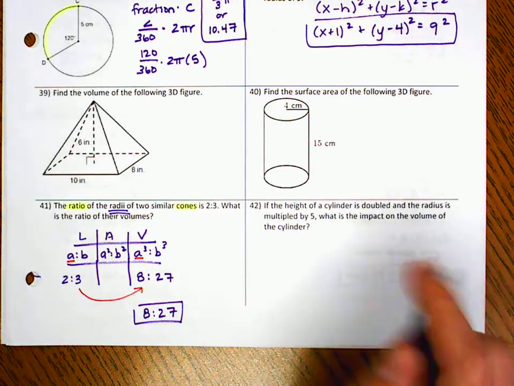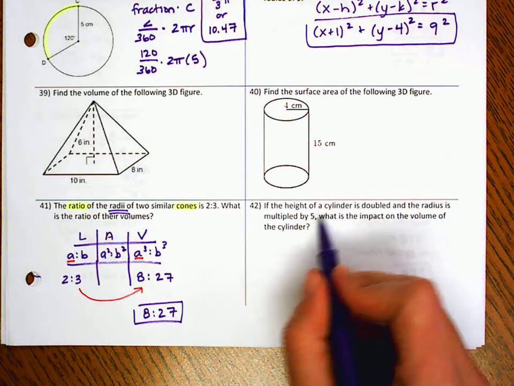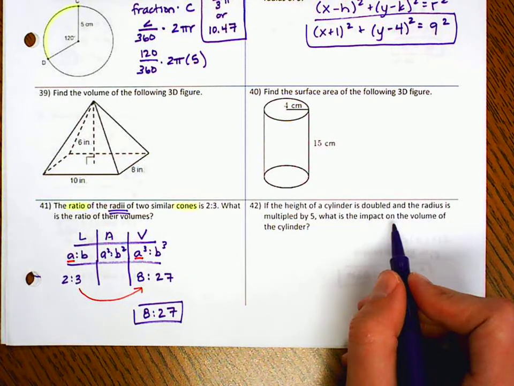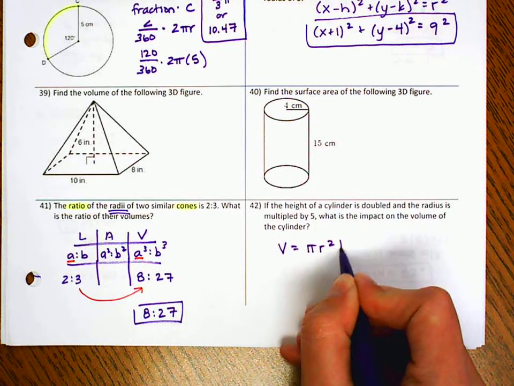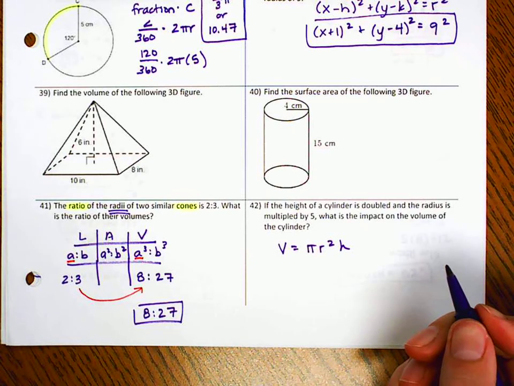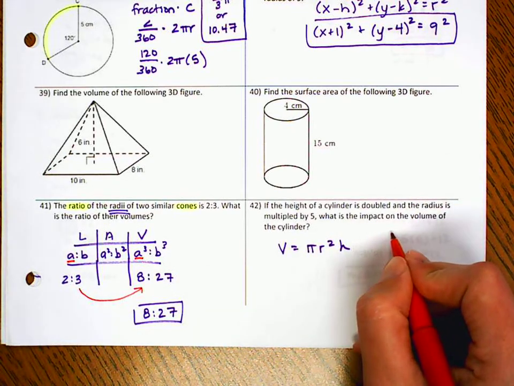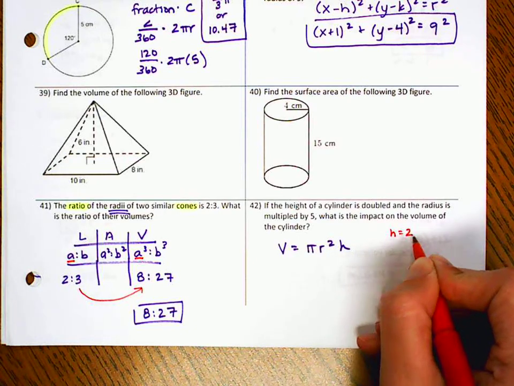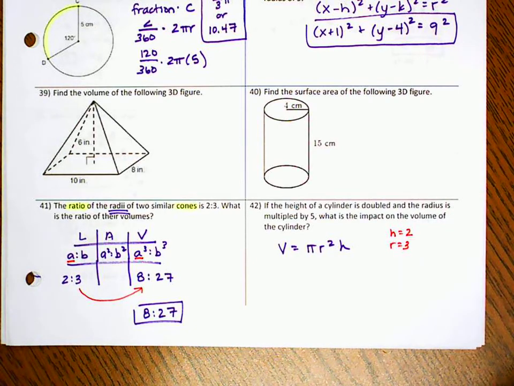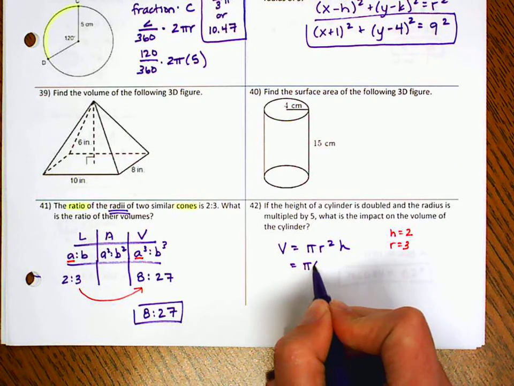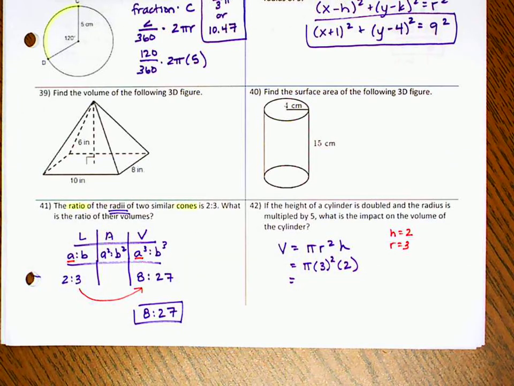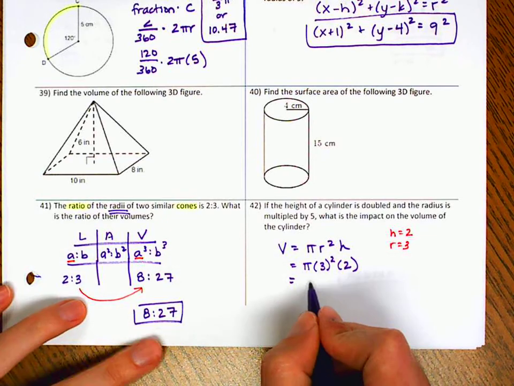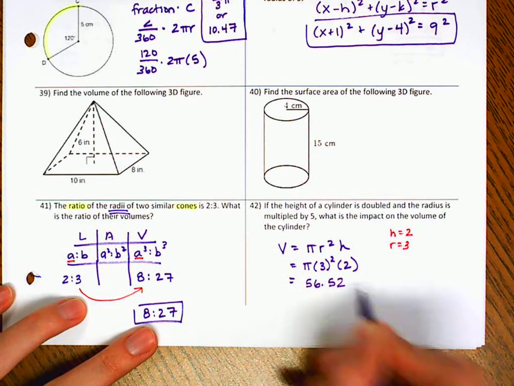Last one. The height of a cylinder is doubled. The radius is multiplied by 5. What is the impact on the volume of the cylinder? So the volume of a cylinder is pi r squared h. There's two ways you can do this. One option would be to pick randomly that the height of the cylinder is going to be 2, and the radius is going to be 3. So I'm just going to plug that in, and I'm going to include the pi. So 3.14 times 3 squared times 2 gives me 56.52.